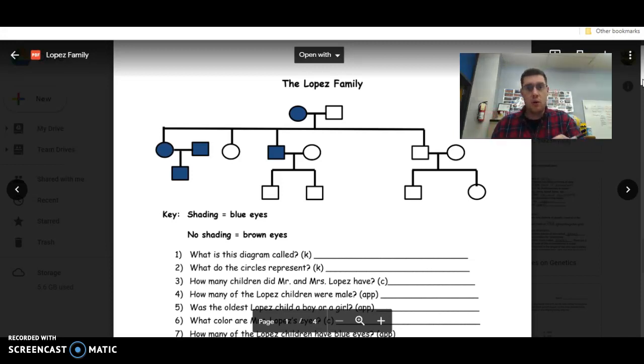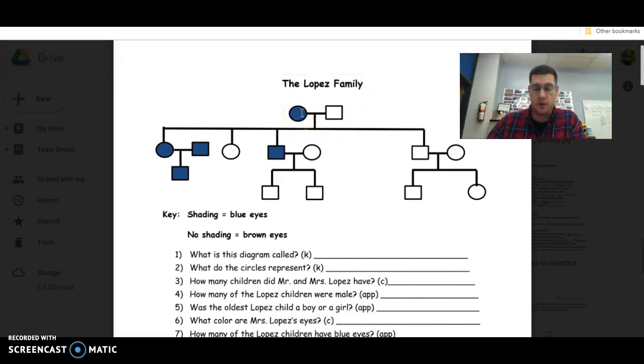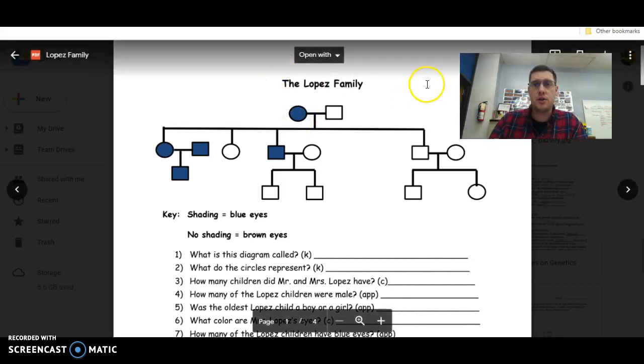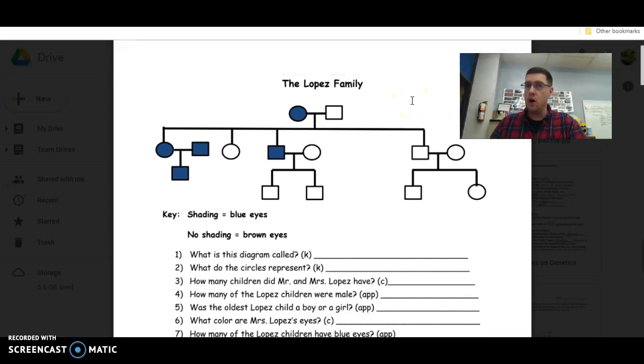Okay? So this is what we're going to do. You're going to get some practice running some crosses. Okay? So here's what we'll do. First thing is, we know that Mrs. Lopez has blue eyes. So we know her genotype. Okay? You're going to write yourself a cross. Draw yourself a cross for Mr. and Mrs. Lopez right over here. We know Mrs. Lopez is homozygous recessive. Okay?